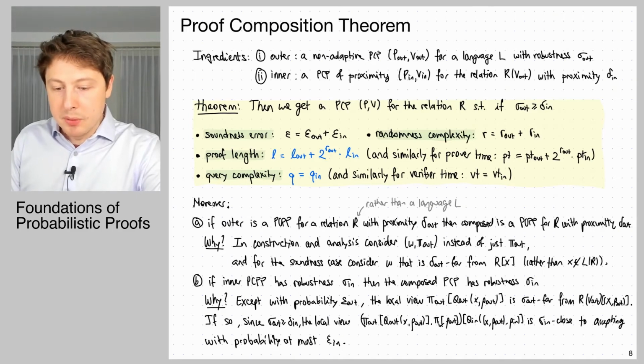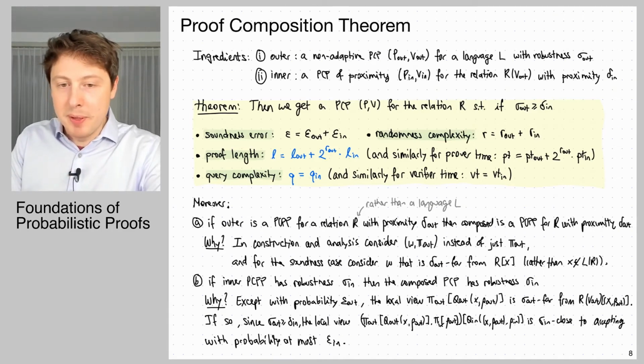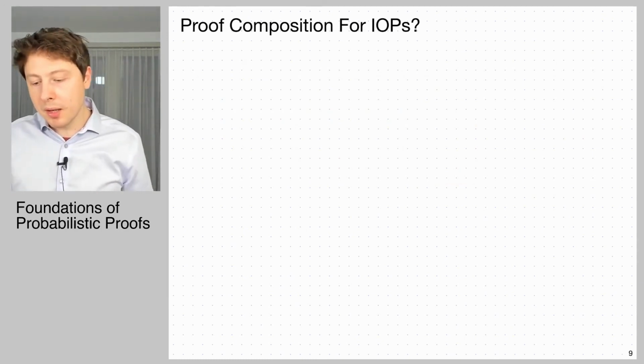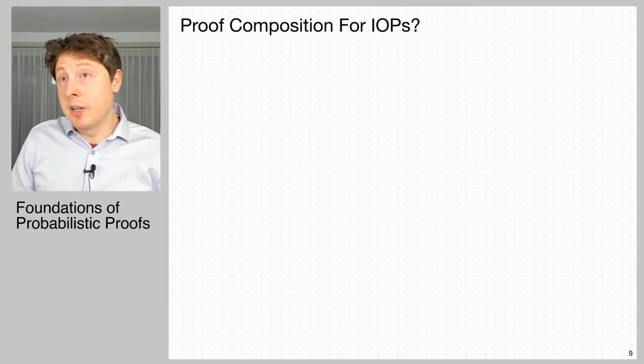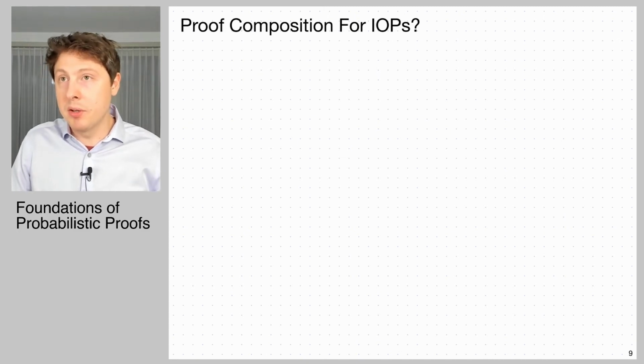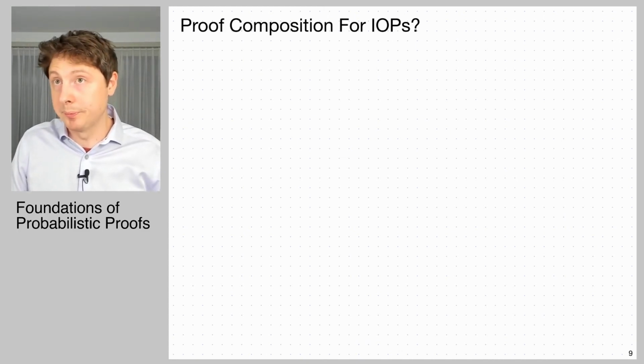Okay, so that's all I wanted to say about proof composition for PCPs. We could ask, what about for IOPs? Like for example, we constructed linear size IOPs with logarithmic query complexity, right? How do we go to constant, for example, okay?